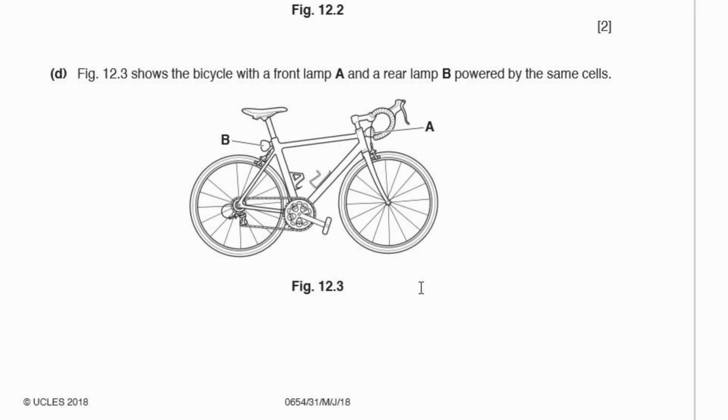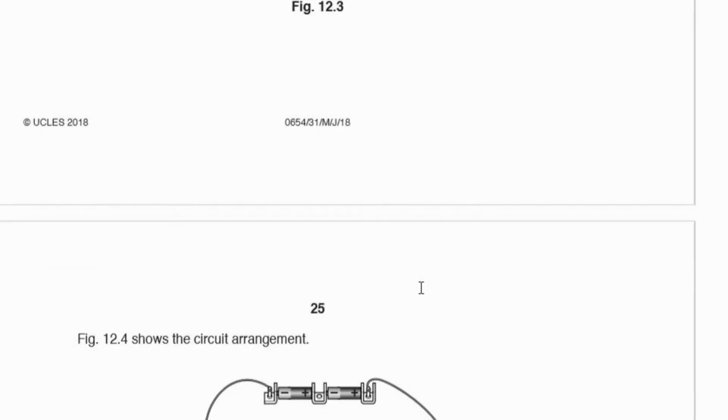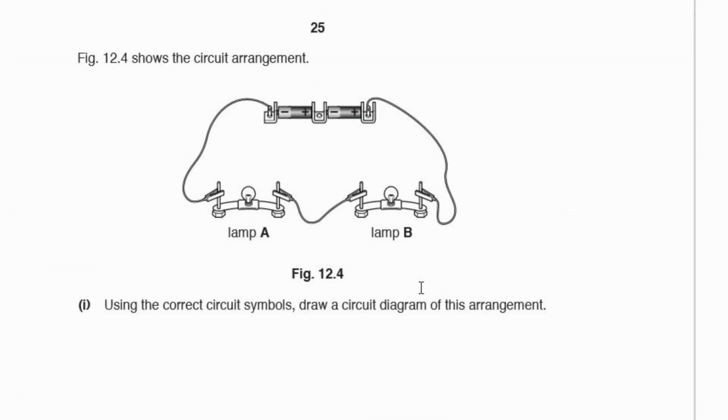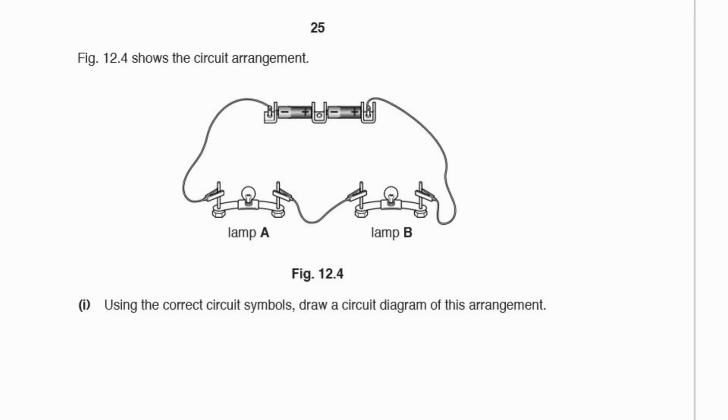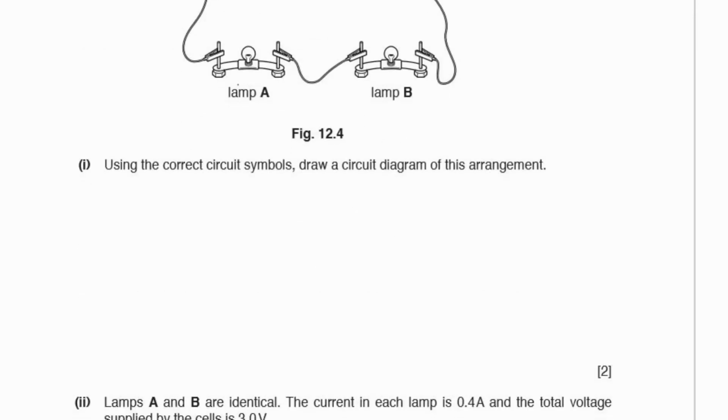Part D, figure 12.3 shows a bicycle with front lamp A and rear lamp B powered by the same cells. Figure 12.4 shows a circuit arrangement. So we get two batteries and lamp A and lamp B. Using the correct circuit symbols, draw a circuit diagram of this arrangement. Right. Positives to the right, negative to the left. Okay, negatives given by the little symbol like that.